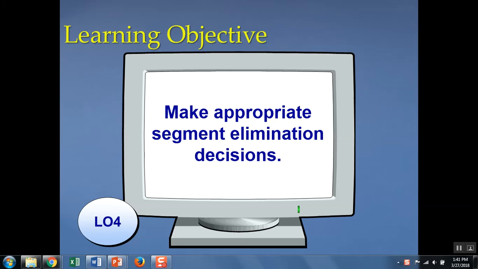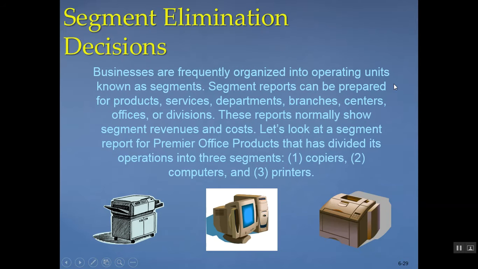Let's take a look at how to make appropriate segment elimination decisions. Most medium-sized and large companies are organized into business units that may be referred to as segments. The segment can be a product line, a department, a division, or even a branch office.